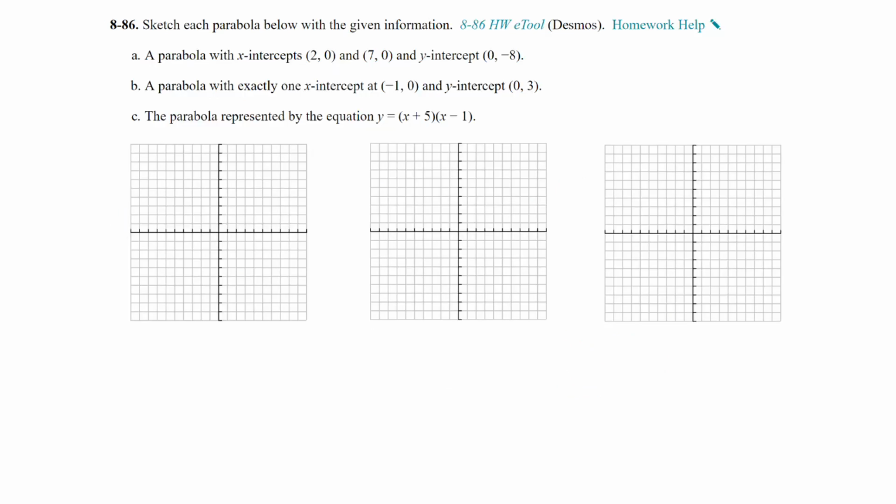Question 86. Sketch each parabola below given the information. So I have 3 graphs here. So part A, a parabola with x-intercepts 2, 0, 7, 0, and a y-intercept of 0, negative 8.